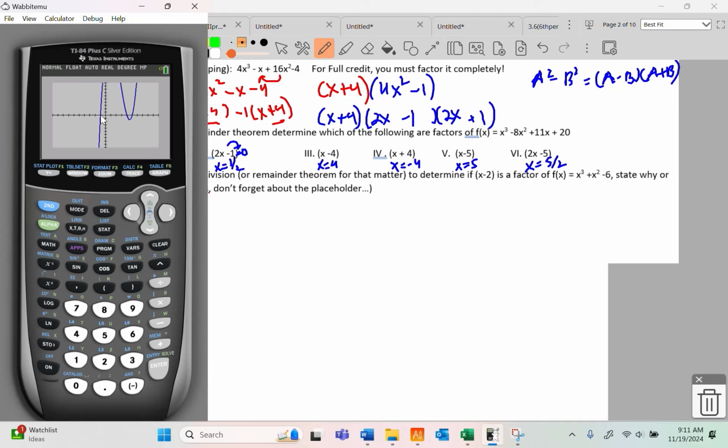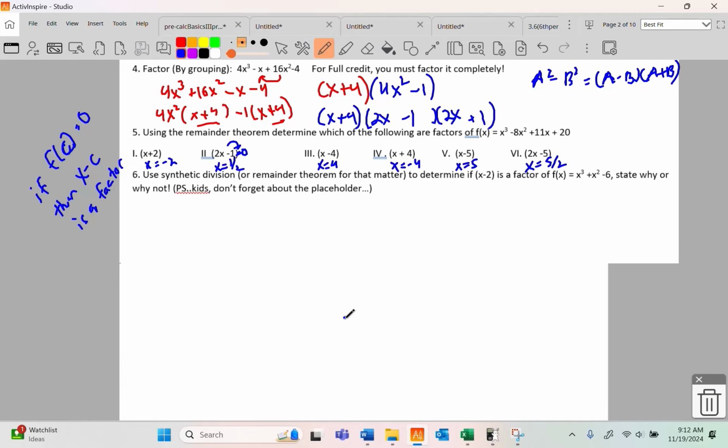So look at there. Negative 1, 4, 5. Check that with the table. Negative 1, 4, 5. You see the zeros? All right, so I need negative 1, 4, and 5. And negative 1's not present. So there's 4, there's 5.